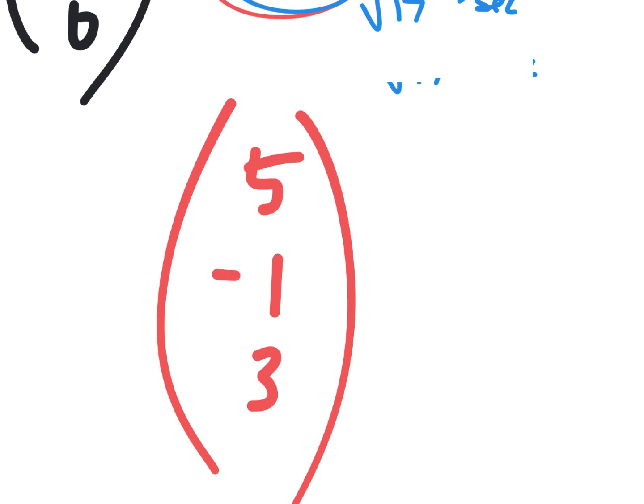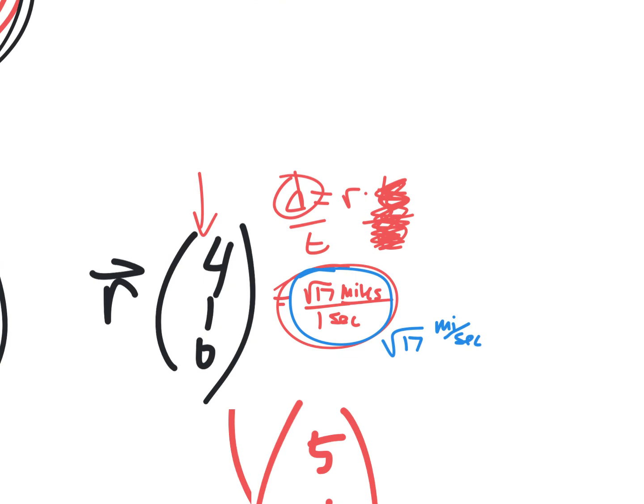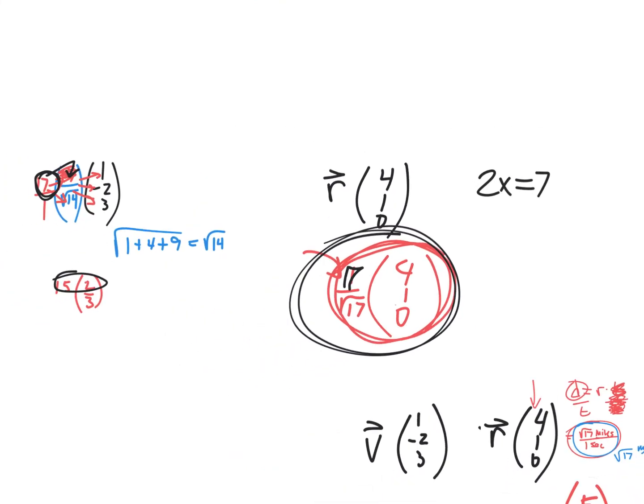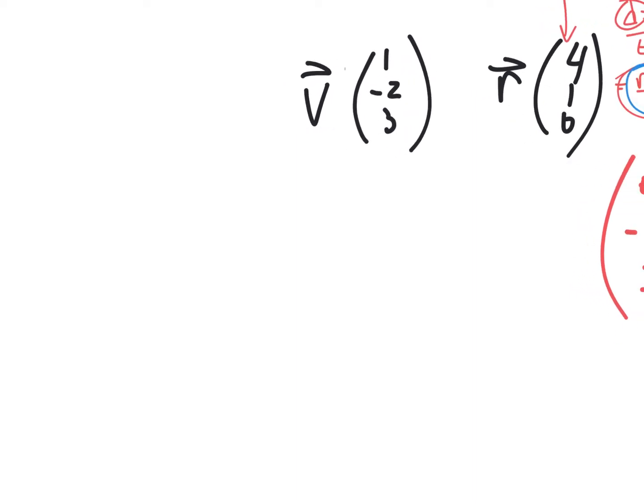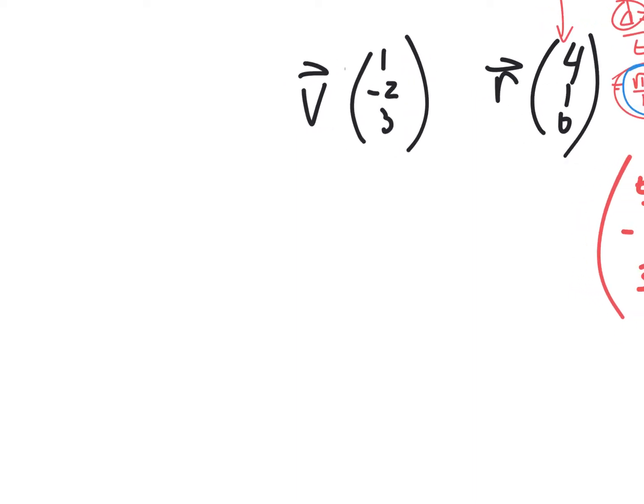So many little things that you have to know. Let me just drop that on my desk. There's the angle formed by these two vectors. So I'm going back to the same two vectors, V and R, 1, -2, 3, and 4, 1, 0. Can you tell me the angle that's formed between them?